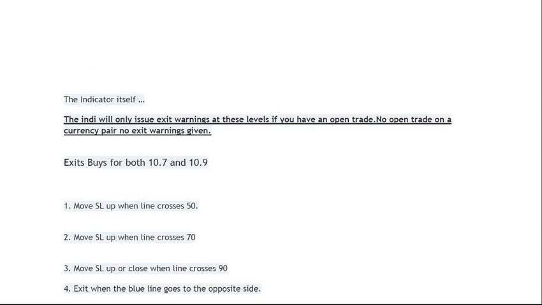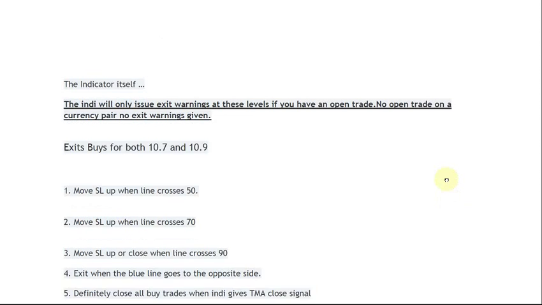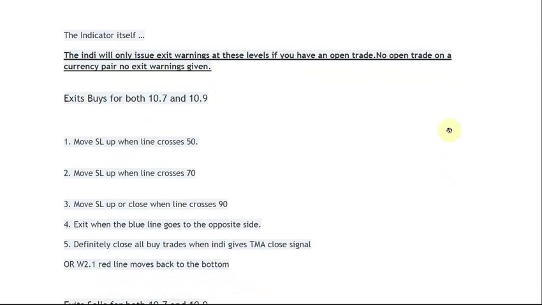Move stop loss up when the line crosses 50. Move stop loss up when the line crosses 70. Move stop loss up or close when the line crosses 90. Exit when the blue line goes to the opposite side. Definitely close all buy trades when Indy gives a TMA close signal or the weekly 2.1 red line moves back to the bottom.